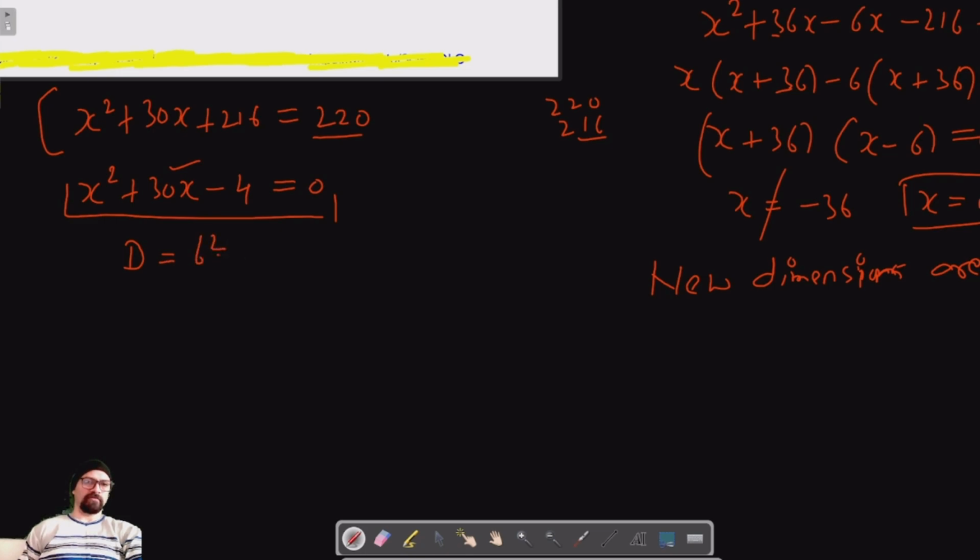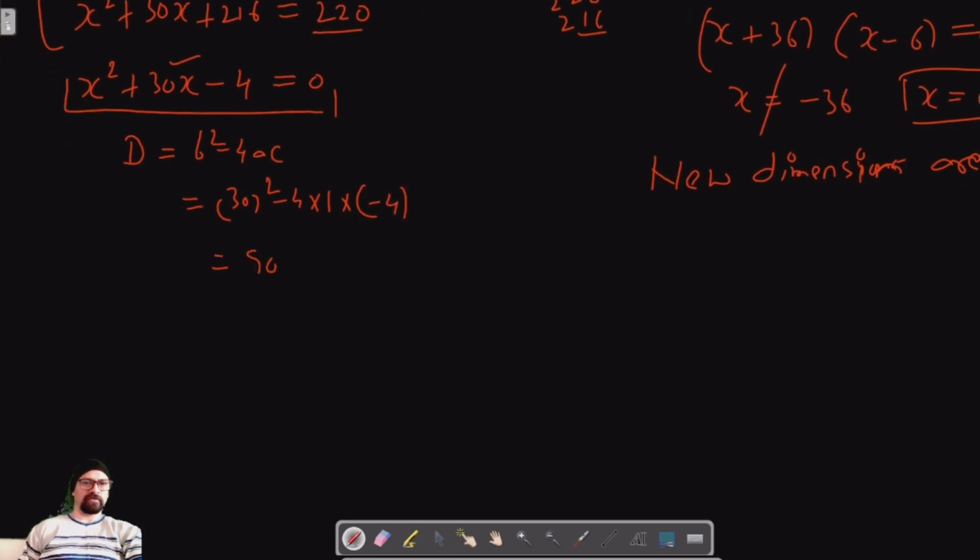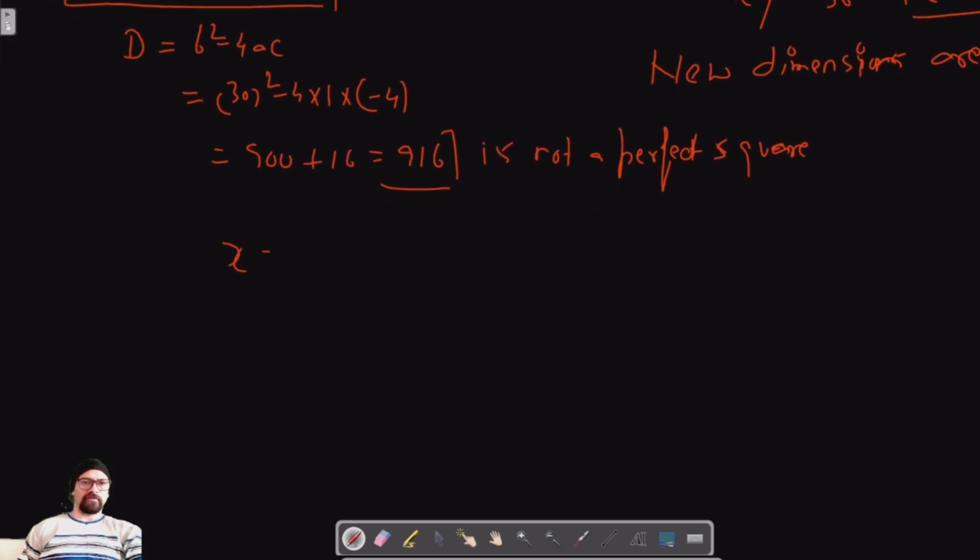Let's calculate D, which is b square minus 4ac. So b square is 30 square minus 4 into a into c, where c is negative 4. So this is 900 plus 16, which is equal to 916. So 916 is not a perfect square. So if it's not a perfect square, that means we cannot use the quadratic formula to find a rational value of x.